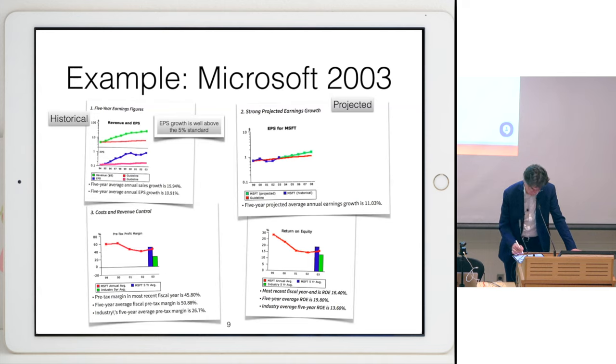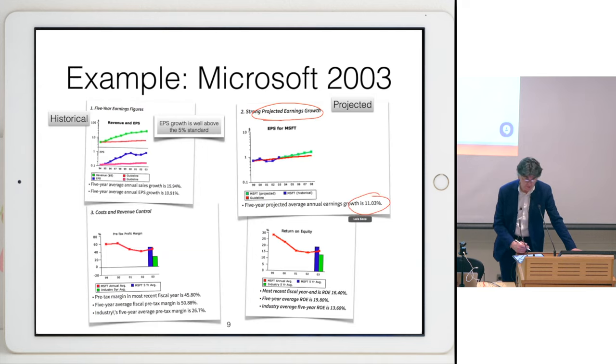That's great. If you look at the projected earnings growth, here you're making projections, but again, the projections are that you're going to grow computers at this rate, they're going to keep this market share at this rate, and this and that. You're going to see that the 5-year projected earnings growth is 11%, which is very big. So just about every consideration for growth, Microsoft satisfied very, very well back in 2003.